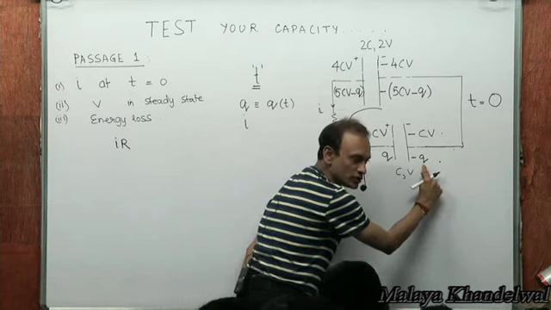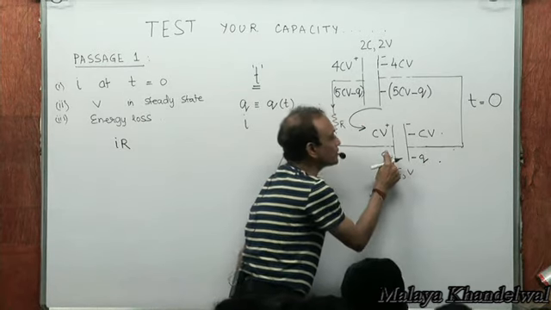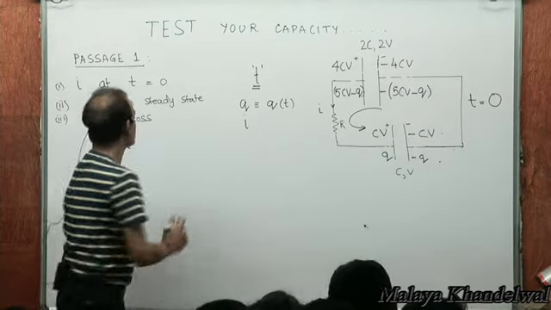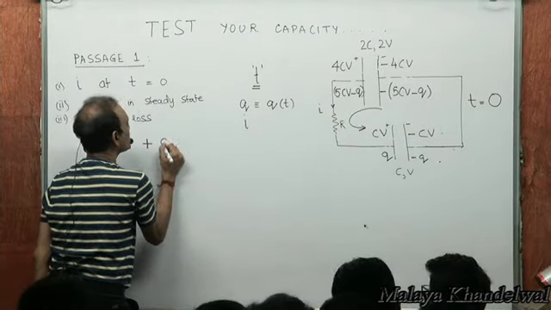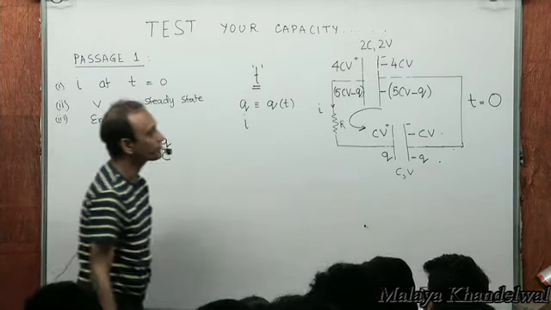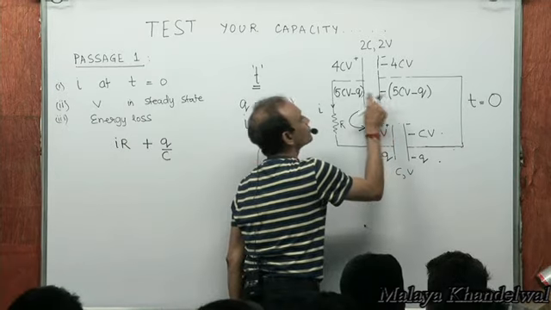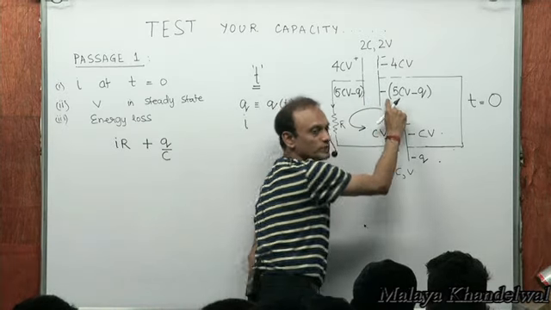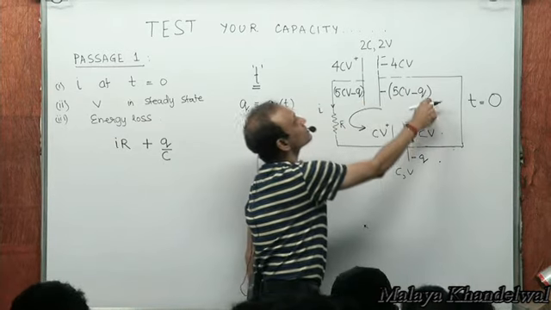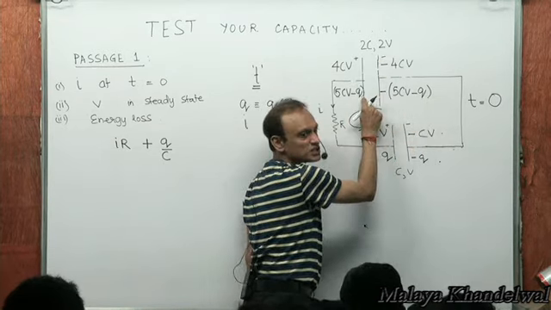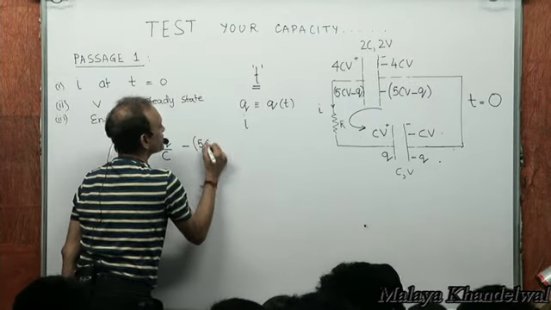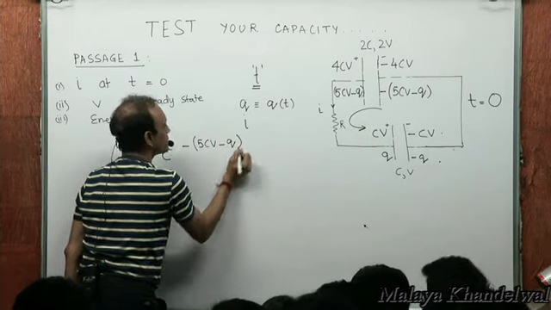The drop here is going to be Q by C. Q by C, charge on the first plate divided by C, is always going to measure the algebraic drop. So, plus Q by C. And then I come down here. The drop from this plate to this plate is going to be charge on the first plate divided by the capacitance. So that means this charge divided by 2C is going to be the drop from this plate to this plate. So then minus 5CV minus Q divided by 2C.